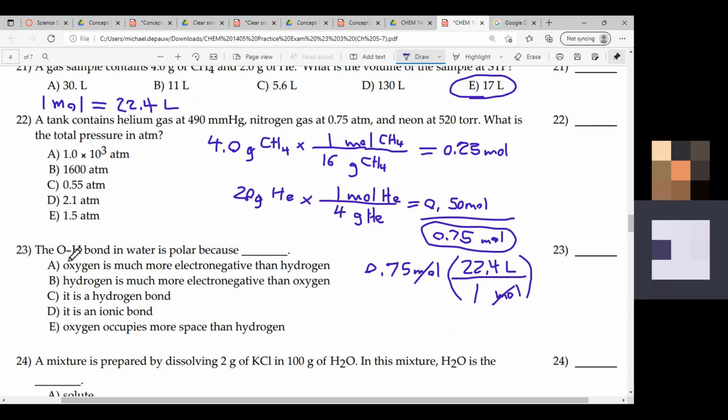Oh, sorry. The OH bond in water is polar because what? Now, all bond polarity is due to differences in what property? Electronegativity. So the OH bond is polar because, which one of these answers is the best? Which is more electronegative, oxygen or hydrogen? Oxygen. Yeah, oxygen's more electronegative. A is going to be the best answer.